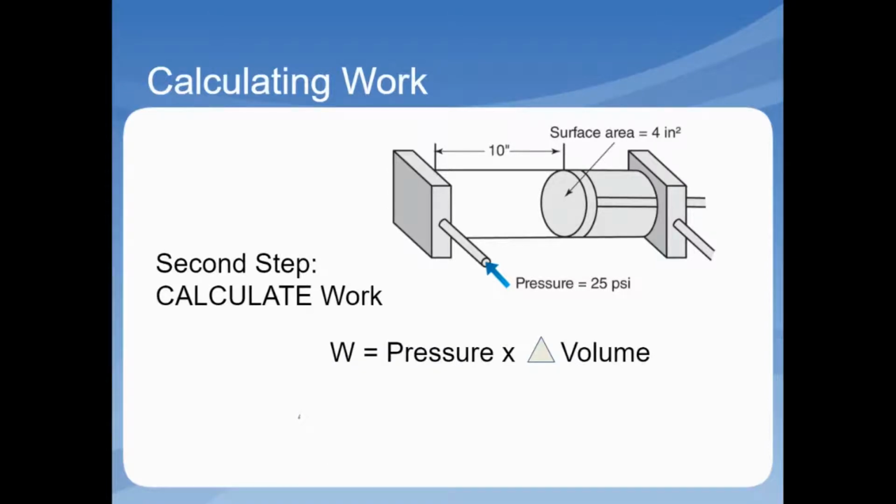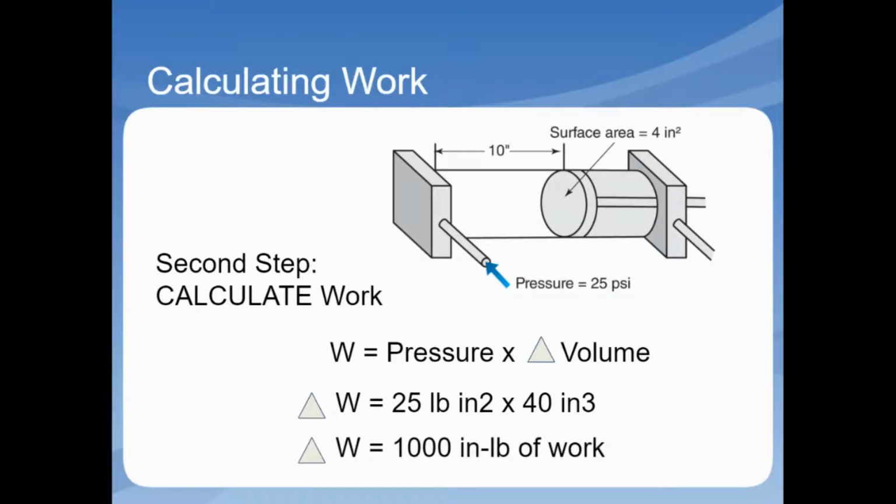The second step in this example is calculating work equals pressure times volume. And so we know that our volume is 40 inches cubed, and we know that our pressure is 25 pounds per square inch. So the formula is going to be work equals 25 pounds per inch squared times 40 inches cubed, which equals 1,000 inch-pounds of work.